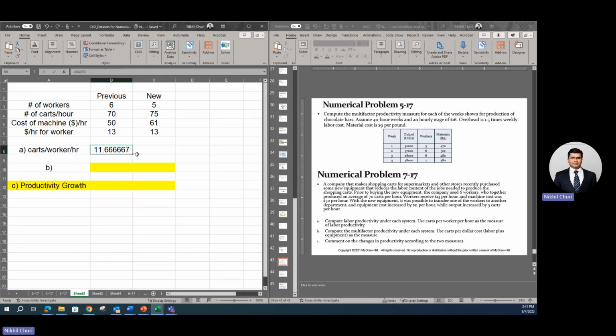And in the same way, the same thing applies for the newer case, right? So for each case, I'll just drag this formula. That gives me, definitely with the new equipment, I can see the number of carts made per employee has increased from 11.6 to 15. So again, that's an increase.